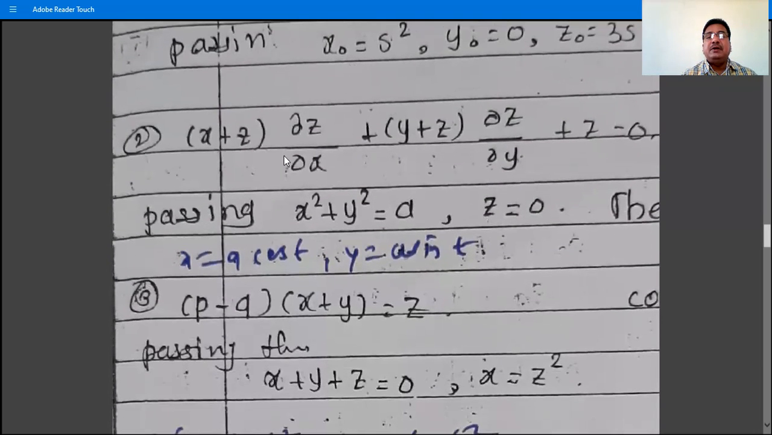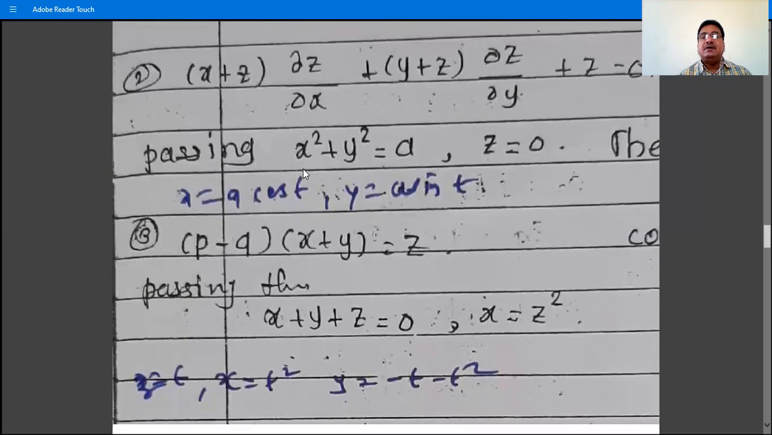Then a similar problem: x plus z dou z by dou x, that is p, plus y plus z dou z by dou y, that is small q, is equal to minus z. So this is again a Cauchy linear differential equation Pp plus Qq is equal to R, capital P, capital Q, capital R. The auxiliary equation is dx by P, dy by Q, dz by R. Find their two linearly independent solutions, suppose equation number 3 and 4.